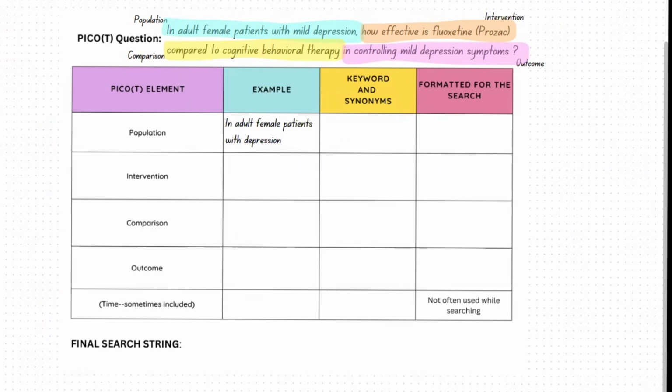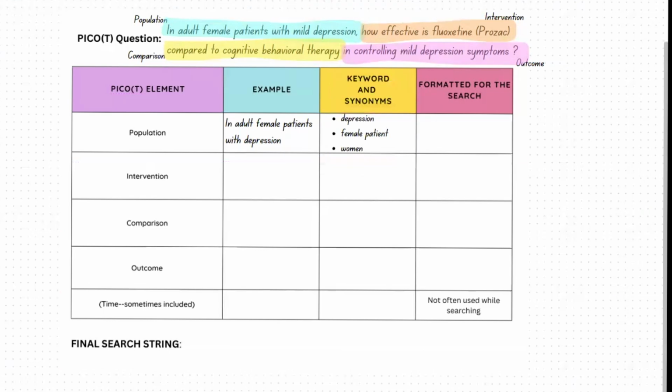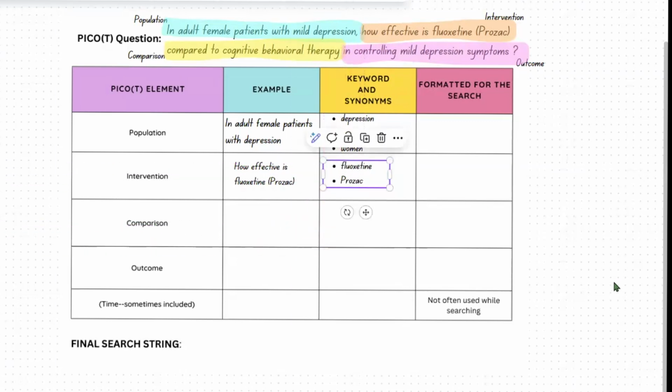From that, we can pull the important words depression and female patient. We can add a synonym to female patient like women as well to find additional resources that don't use the exact words female patient. From the intervention, how effective is fluoxetine or Prozac, we could use fluoxetine and Prozac.